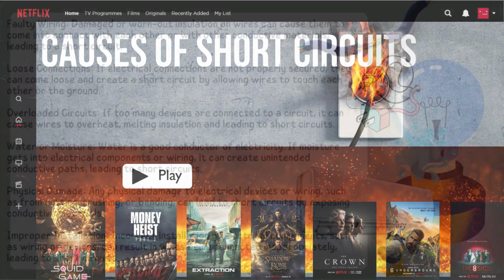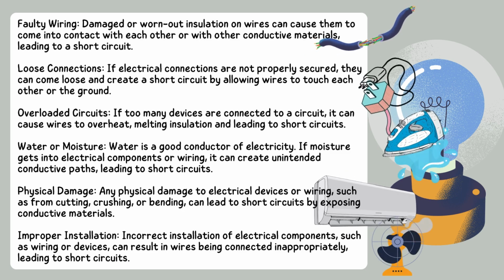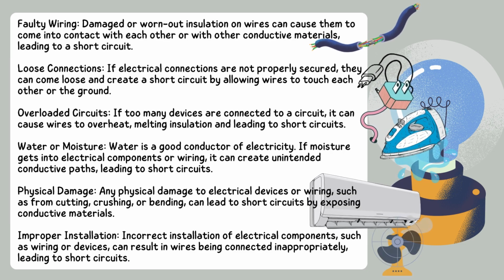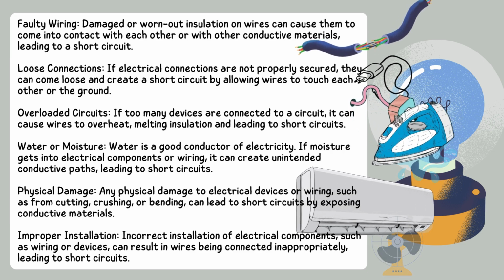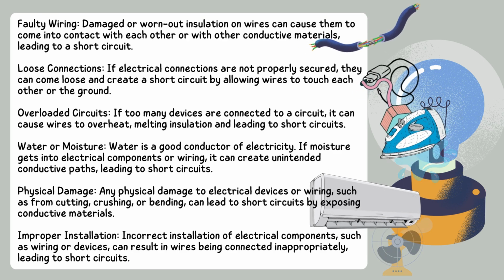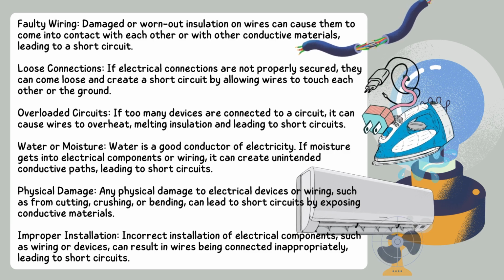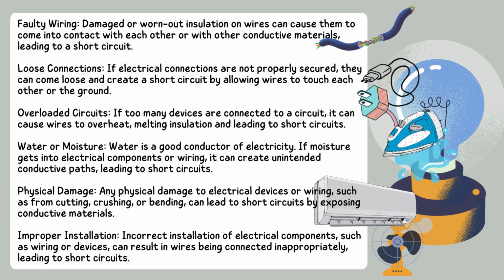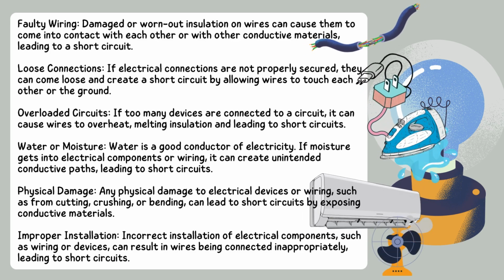The main causes of short circuits include, first, faulty wiring. Damaged or worn out insulation on wires can cause them to come into contact with each other or with other conductive materials, leading to a short circuit. For example, as we can see in the picture, the plastic part above the wire is torn apart, so the wires inside are exposed to other conductive materials, which can cause a short circuit.